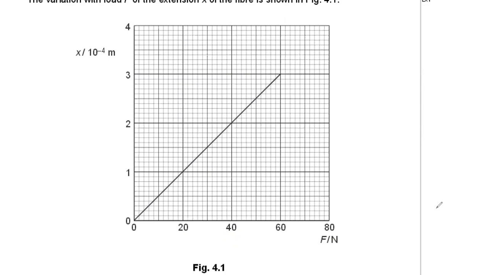So is it 62.5? 9 into 10 to the power minus 3. Yeah, exactly. That is correct.